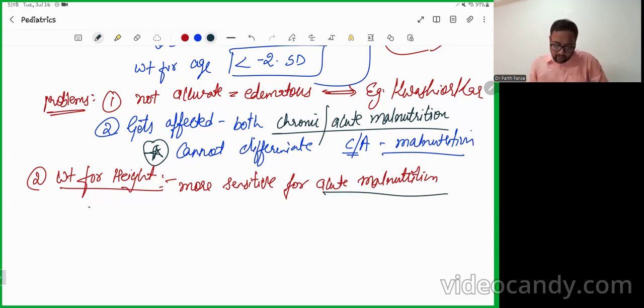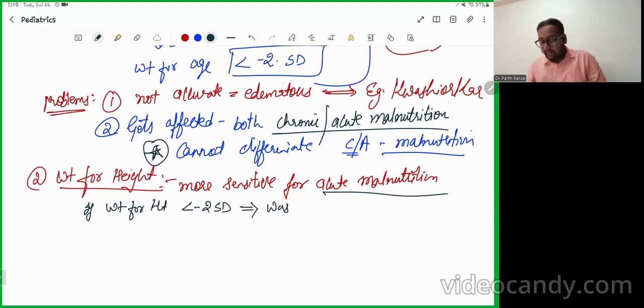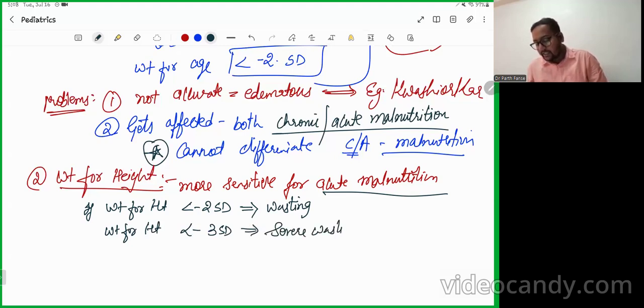Now if weight for height is less than minus 2 standard deviation, then we call it wasting. If weight for height is less than minus 3 standard deviation, we call it severe wasting.